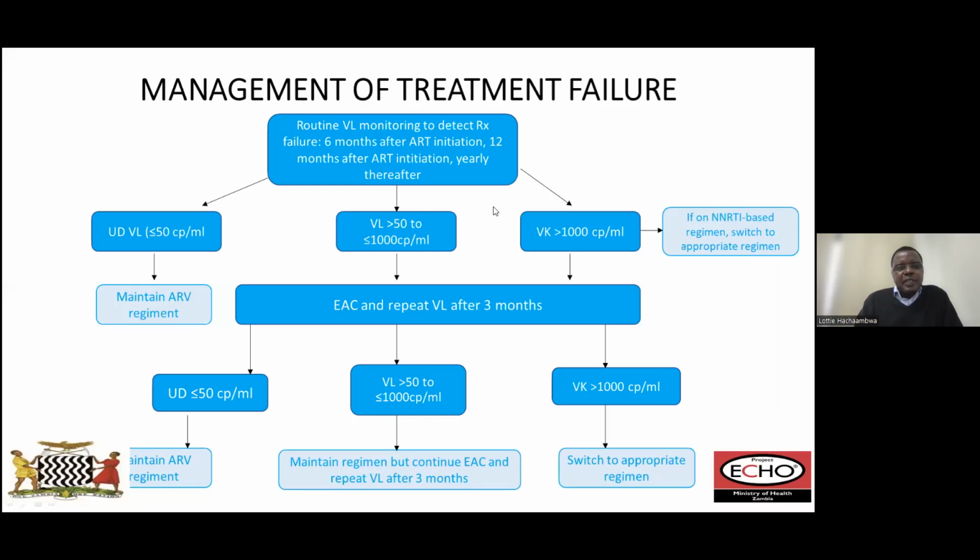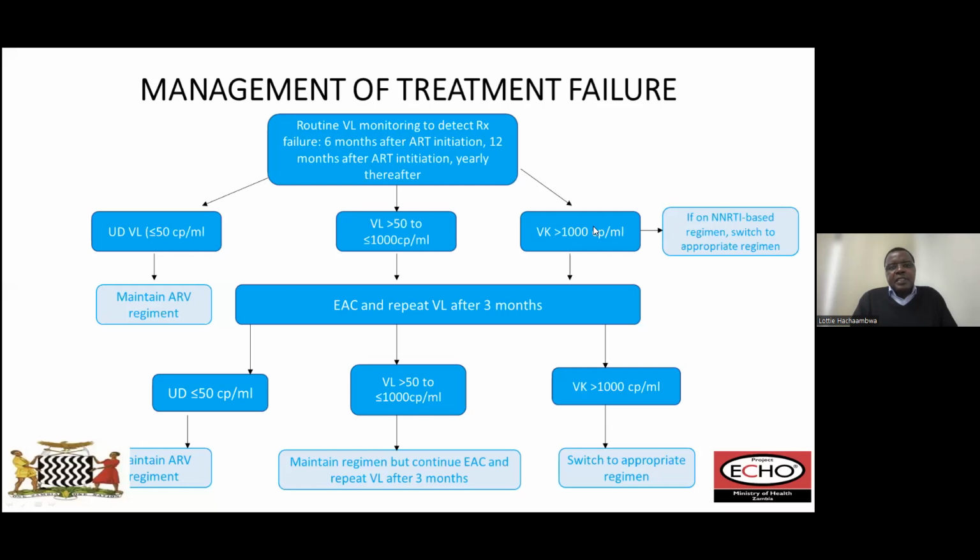Okay, again, just to summarize what we've been discussing on the algorithm to follow. Someone gets started on ART, and you monitor. The first viral load is done at 6 months, and then you repeat it at 12 months. And then if everything's okay, you go on doing it every year. If the viral load is undetectable, meaning it's either below 20 copies per ml or less than 50, you maintain the ART regimen.